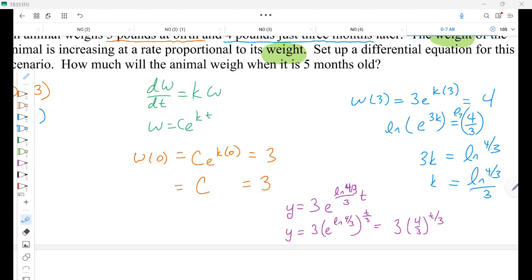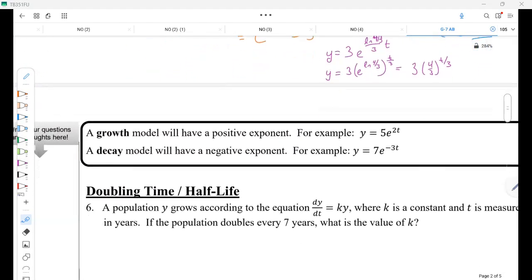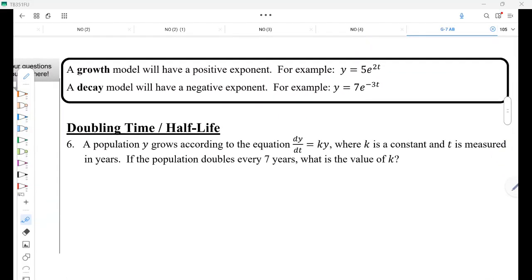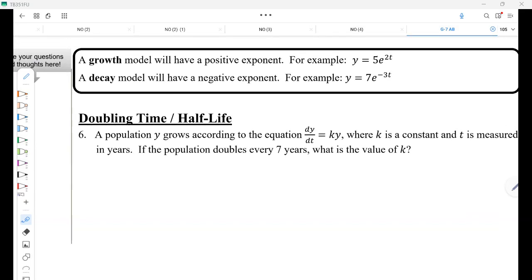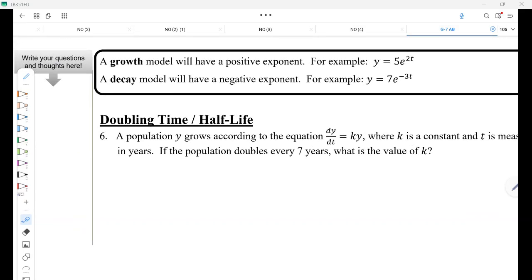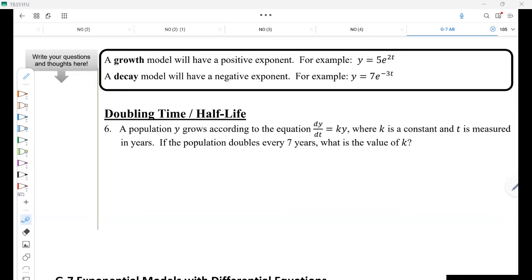Okay, so there are a lot of different things there. There's one more example to do. It's doubling in half-life. Just a little bit too practical for my liking. But we'll do that tomorrow. We'll start off class tomorrow with that one.